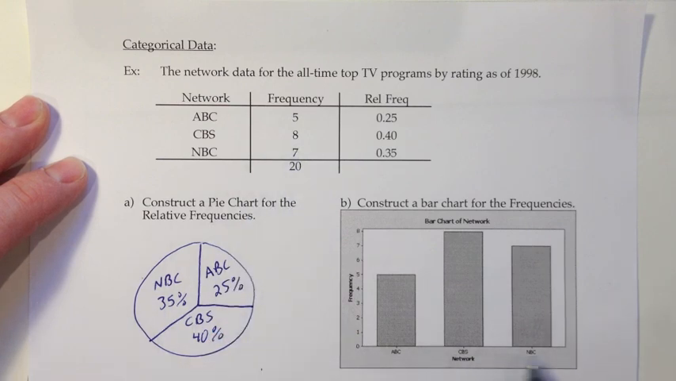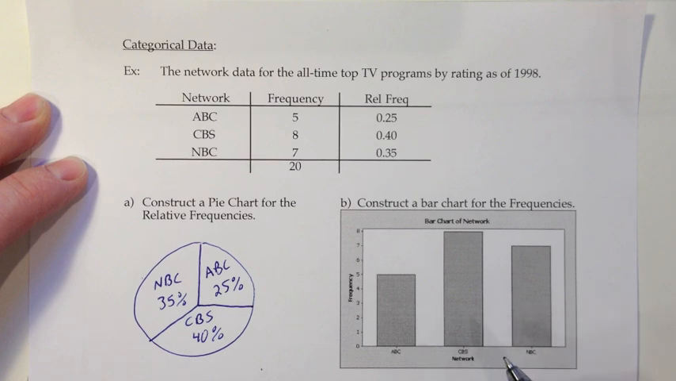And then you might notice on the horizontal that instead of having a number line, I've just labeled each bar. So this is the bar for ABC, CBS, and NBC. I just did them alphabetically, like they were in our table. Sometimes people will choose to do them tallest bar to smallest or smallest to largest. There's no specific order required on a bar chart.